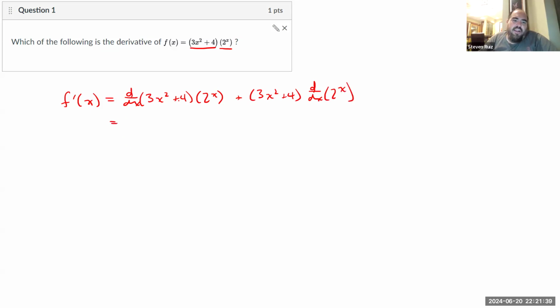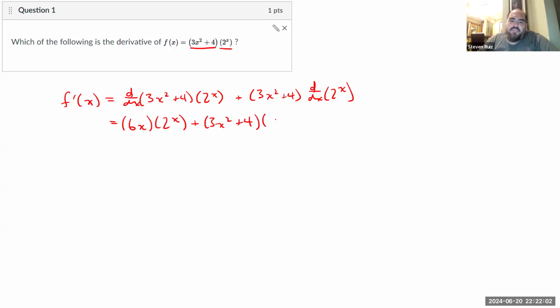What's the derivative of 3x squared plus 4? So we can directly apply the power rule to that. The derivative of 3x squared is 6x. 4 is a constant, so its derivative is 0. So 6x times 2 to the x plus 3x squared plus 4 times the derivative of 2 to the x.